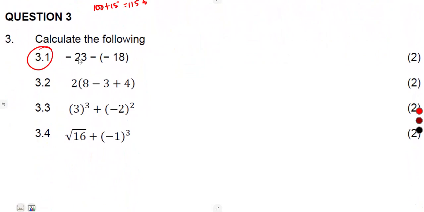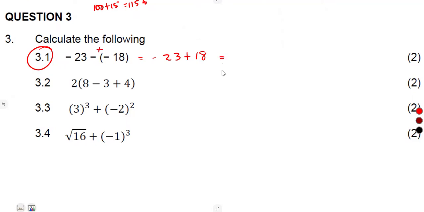3.1: negative 23 minus negative 18. All right, so that is simply understanding your signs here. A minus and minus gives us what? A positive. So this simply gives us negative 23 plus 18.